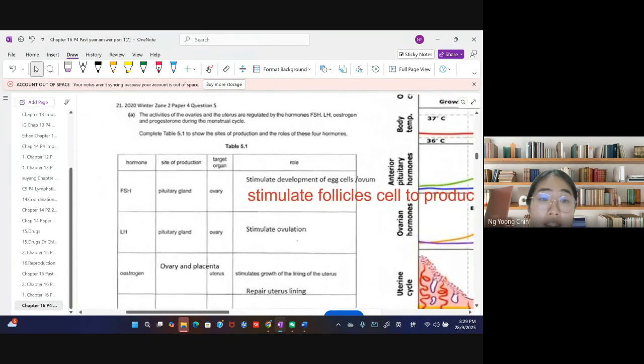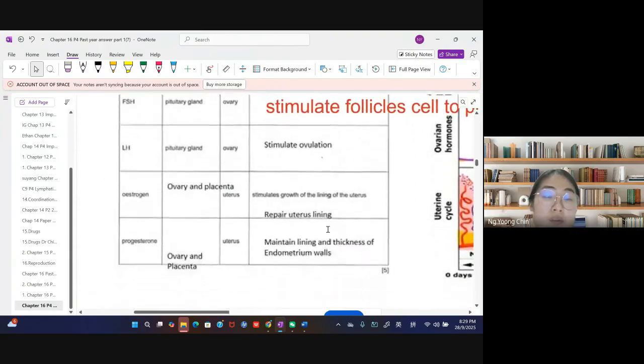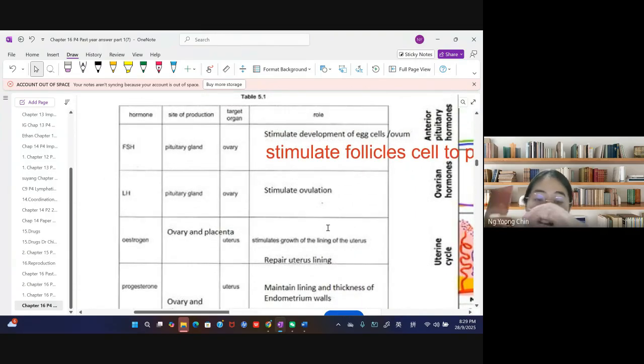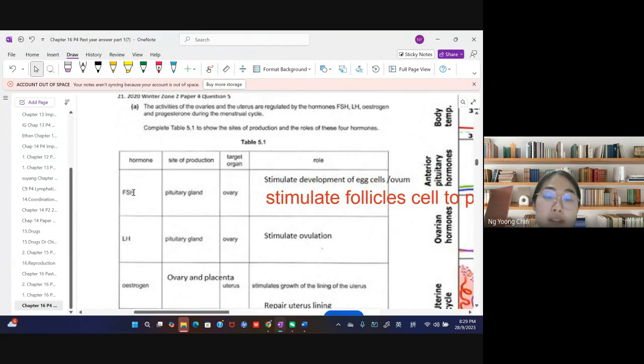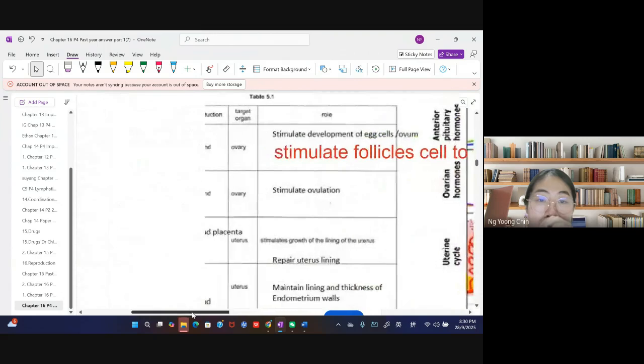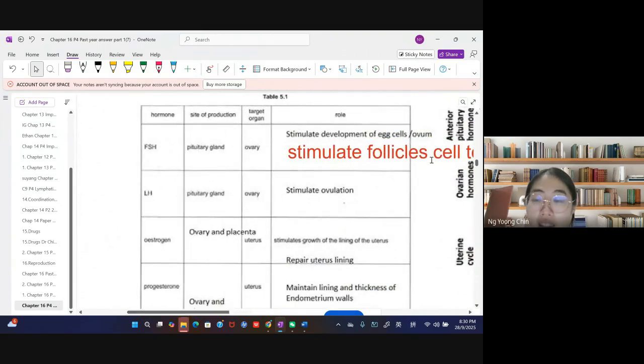And then for this one, okay. This is a very common type of question. So they just ask you like this, okay. FSH and LH are produced from the pituitary gland, from the anterior pituitary part. They target the ovary. What FSH does is help to stimulate the growth and development of follicles. The follicle later will produce estrogen. LH just does the ovulation, which is releasing the ovum.